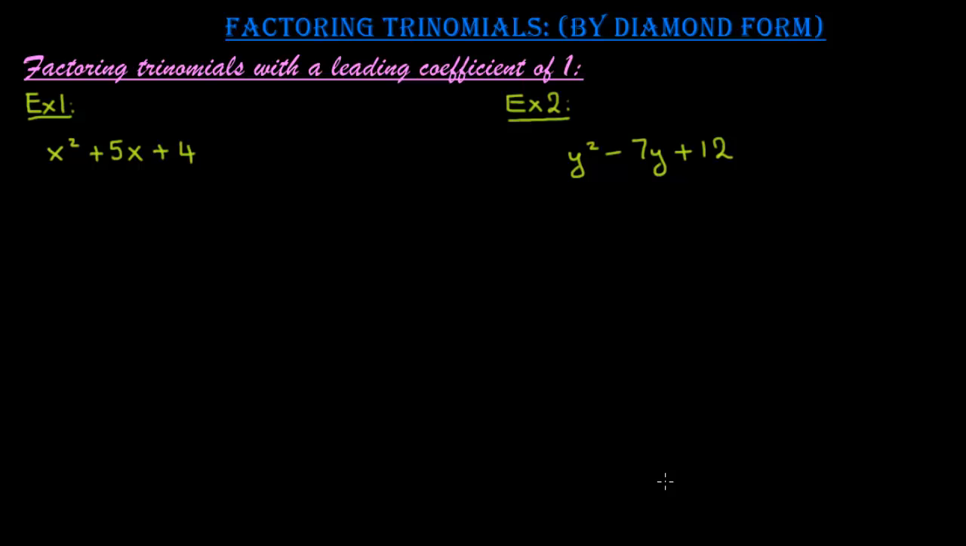So what is a trinomial? Trinomial basically is three terms. Like in example 1, you have x squared plus 5x plus 4. You have one term, two terms, three terms.